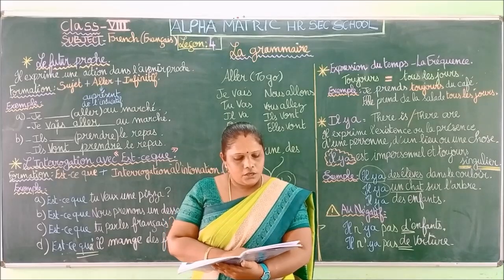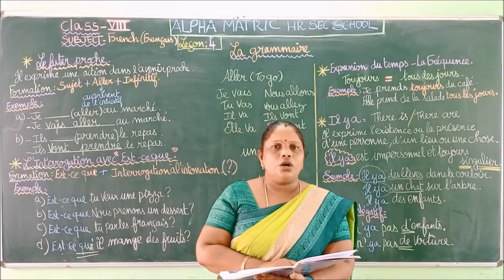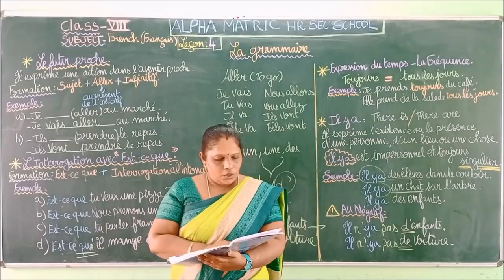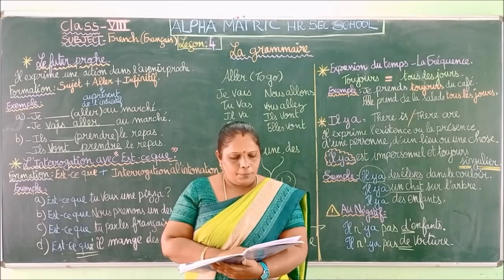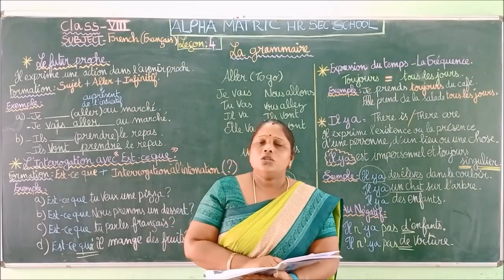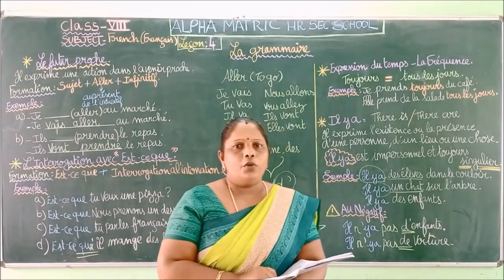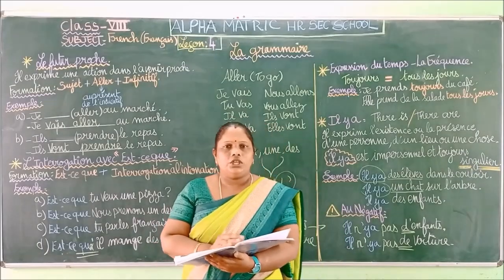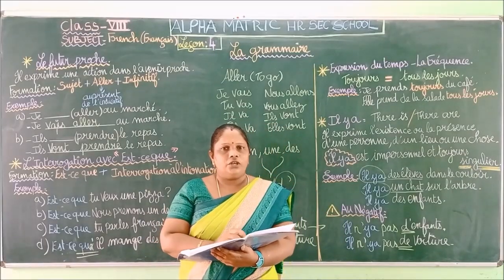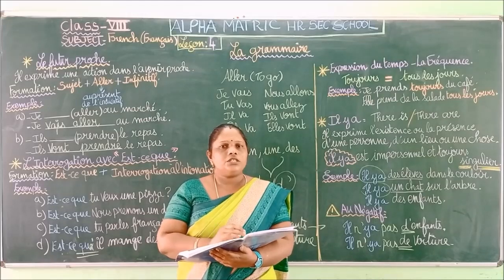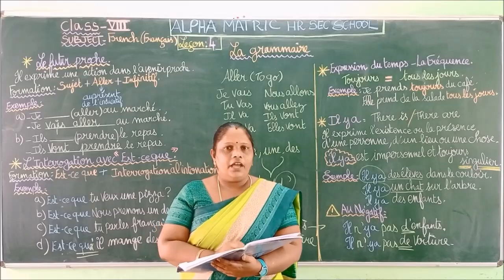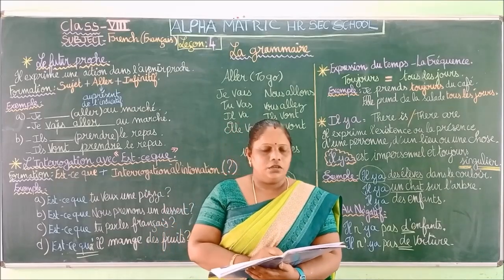So next one, nous allons au restaurant. We are going to the restaurant. Next one, nous ne laissons pas le pourboire. So what is le pourboire? Le pourboire is a tip. Okay, so after finishing your lunch or dinner or breakfast in a restaurant, you are going to give a small tip to the server, isn't it? So that he will be happy for his serving.